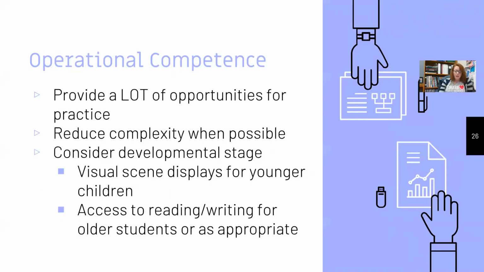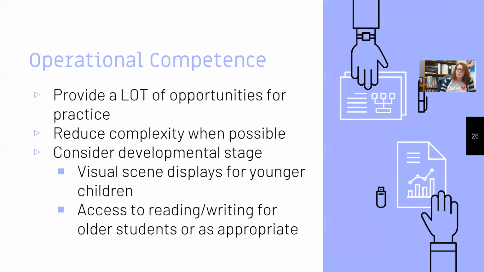Operational competence is mostly about providing a lot of practice, a lot of practice. Reduce the complexity if possible. So if you're working with a student who can only handle a choice of 4 things, start there and then add to that later. Or if you have 10 pages of a communication book, start them off with 5.